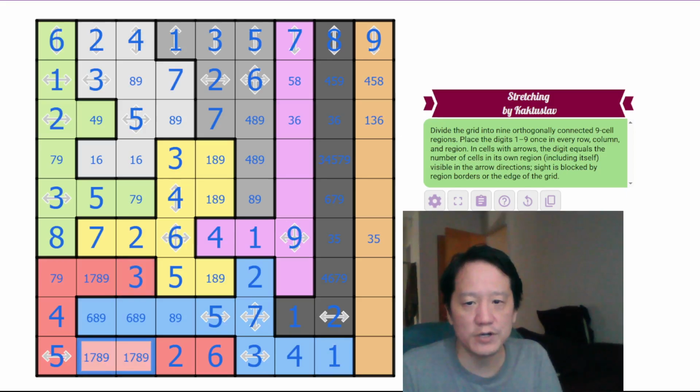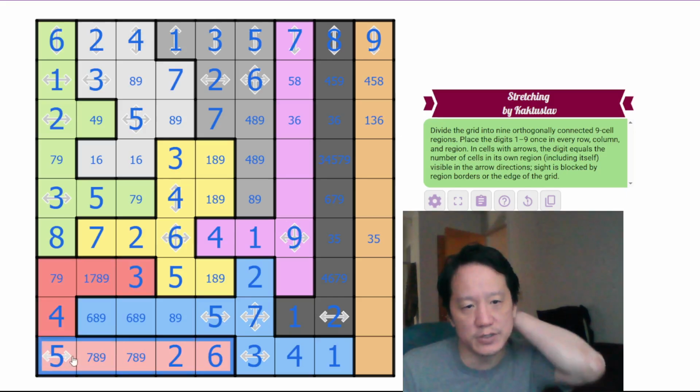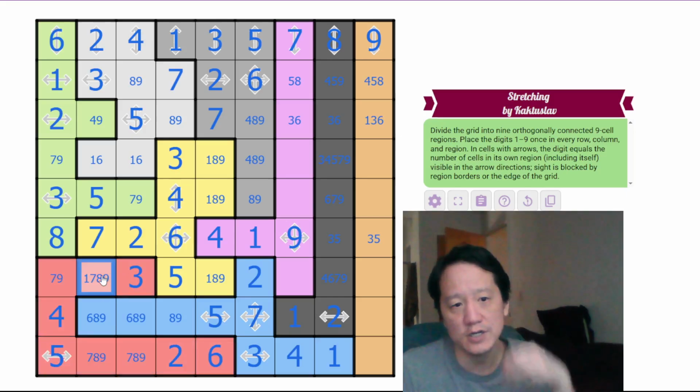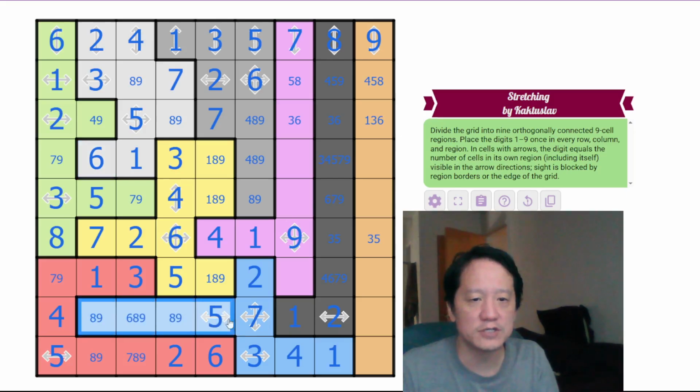1 eliminates 1 here. We have a 7, 8, 9 triplet in the red region, which eliminates 7, 8, 9 in the rest of the region. This can't be 7, 8, 9. It's 1. This can't be 7 because of 7 in the column. 1 eliminates 1 here. So that's 6, which makes that 1. 6 eliminates 6 here. Where is 6 in the blue region?